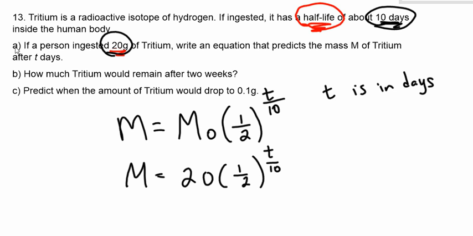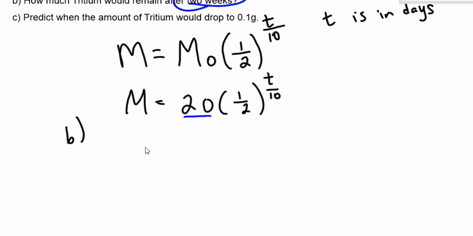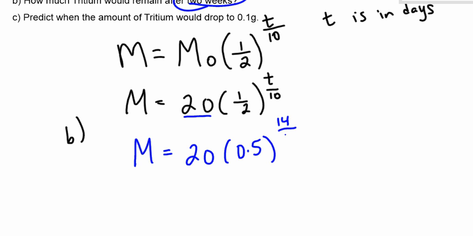So there's A. And in question B, we're now going to use that equation because it says how much would remain after 2 weeks. So this person ingested 20 grams. And what's going to happen after 2 weeks? So, I mean, really the only tricky thing to remember is that 2 weeks is 14 days. So we have to use 14, not 2. So making sure that we use order of operations properly.